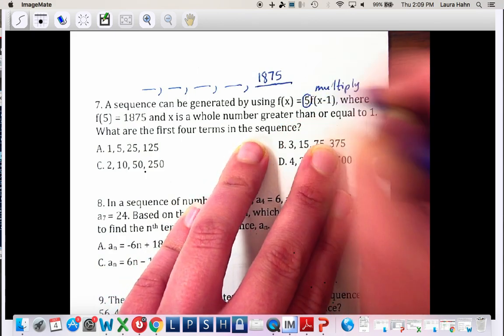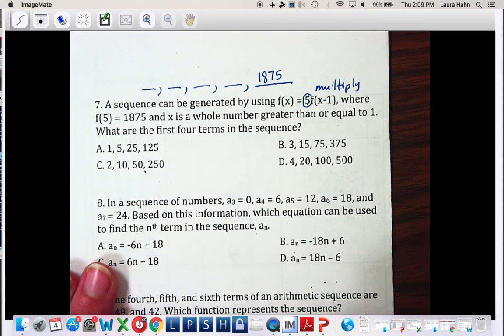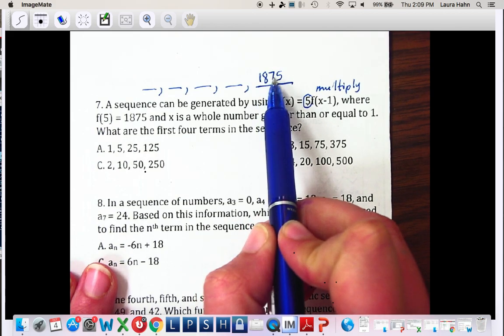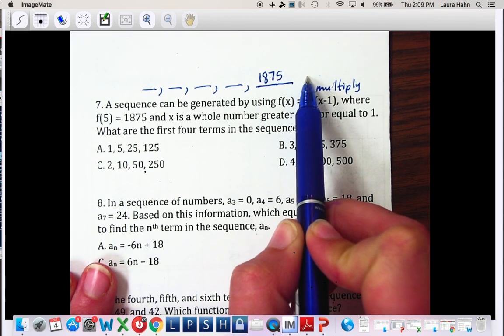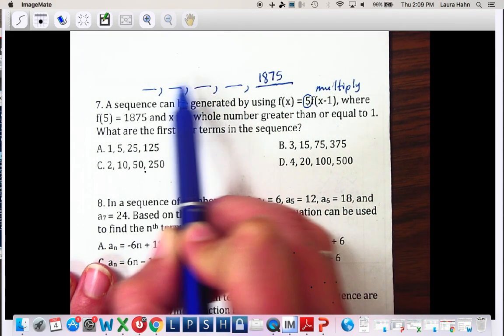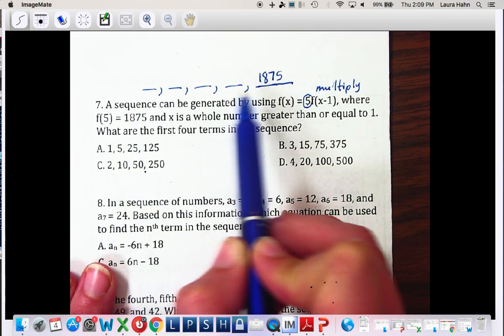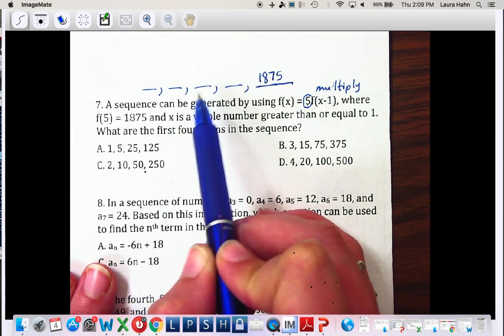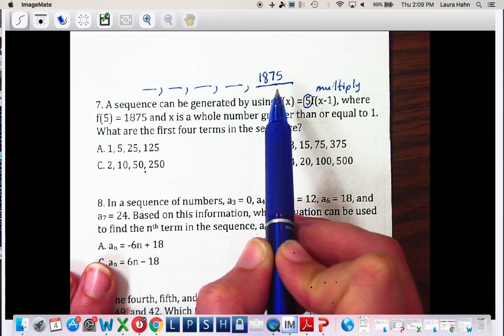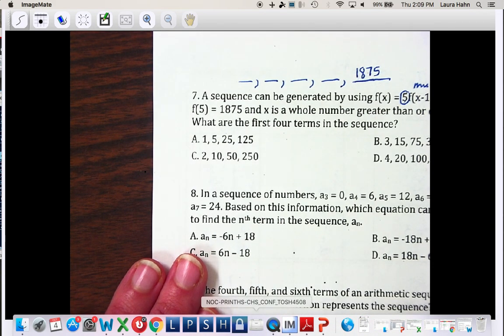I'm going to circle this 5. So I know that it's multiplying by 5 every time. So if I want to get my next number, I need to multiply by 5. But in this case, I want to go backwards, right? So if we're going to go backwards, the opposite of multiply is divide. So to go backwards, I'm going to divide by 5. So I'm going to take 1875 and divide by 5.